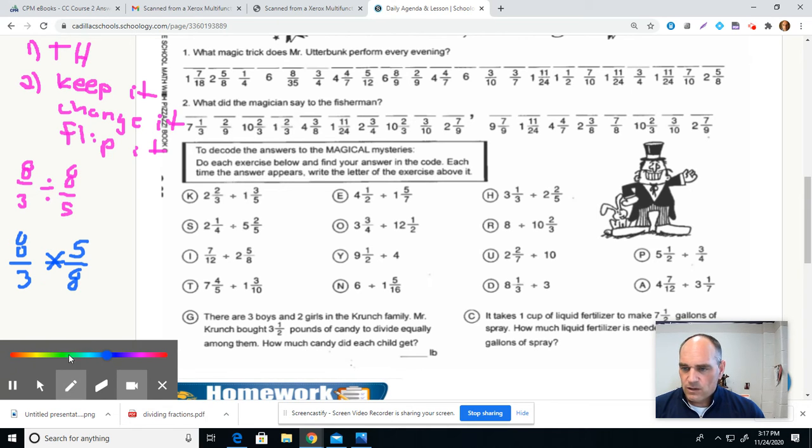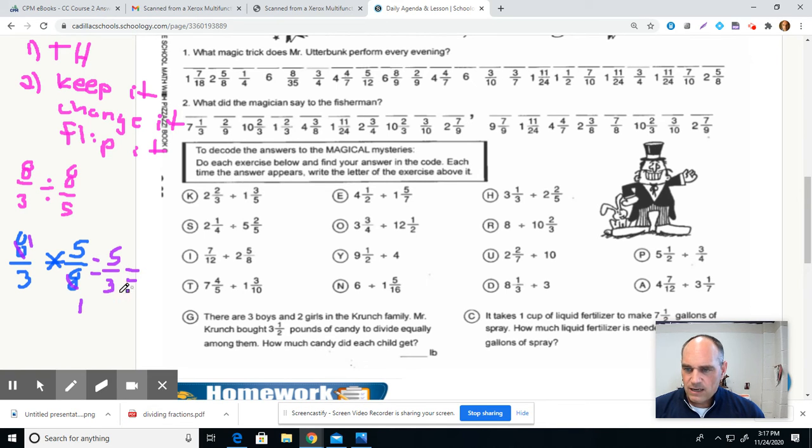If I was going to do this, one thing that I would do is cross cancel. So 8 goes in 8 once, 8 goes in 8 once, and now when I multiply, 1 times 5 is 5, 1 times 3 is 3, and of course we can't leave it top heavy, so 3 goes into 5 once, with 2 left over, and the bottom stays the same. It becomes 1 2/3. On here, I'm going to find 1 2/3, which is here, it's a K. So I'm going to put a K in for every 1 2/3. I'm trying to see if there's any more 1 2/3 here, and I don't see any more.